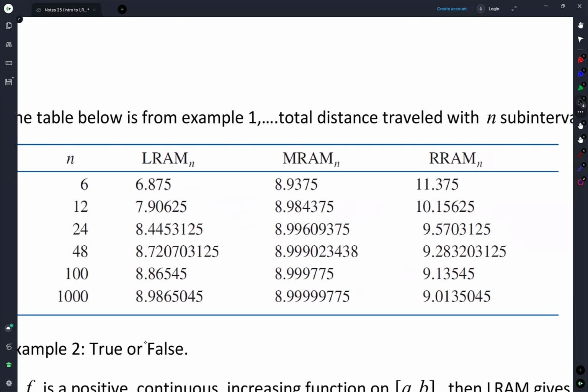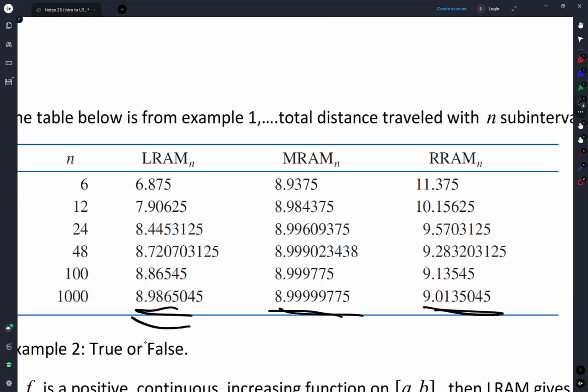And they did it like this because the RRAM is the rightmost, the LRAM is the leftmost, and the M is the middle. Look at with 100. Look at with 1,000 rectangles. Are they all getting pretty close with 1,000 rectangles? What number does it look like? 9. So this particle between t equals 0 and t equals 3 travels 9 units to the right.